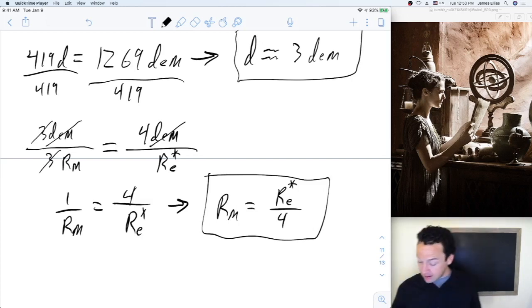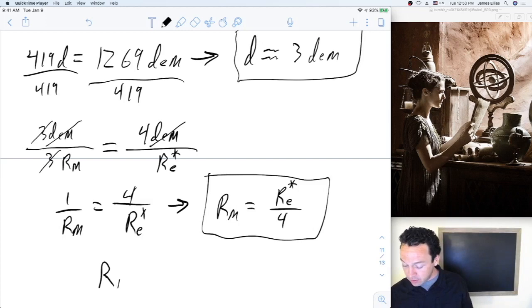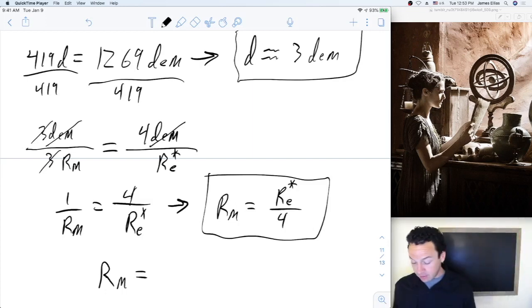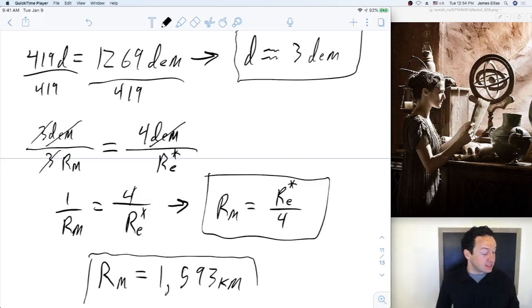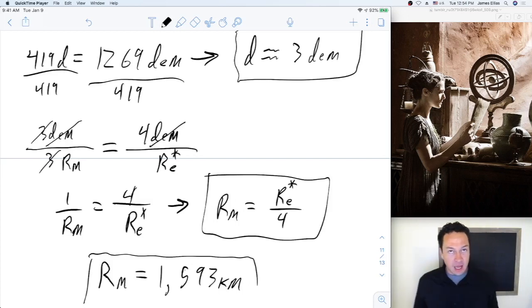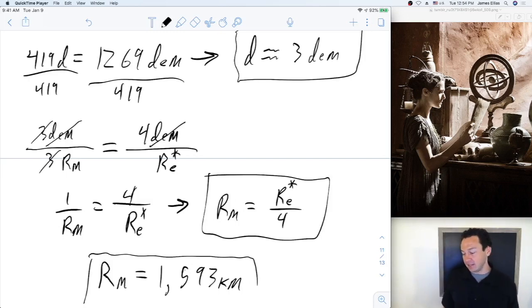Now remember, we know the radius of the Earth, so all we have to do is divide it by 4, and we get that the radius of the moon is 1,593 kilometers. Now, this is not the exact radius, but in my story, I'm having Aristarchus get close. I think the real number is more like 1,700 kilometers, something like that. So he's getting decently close here.